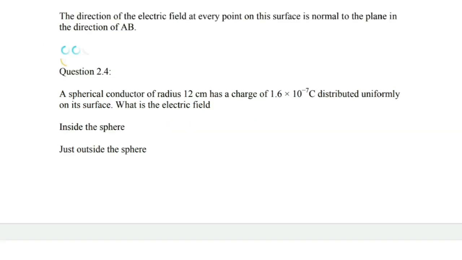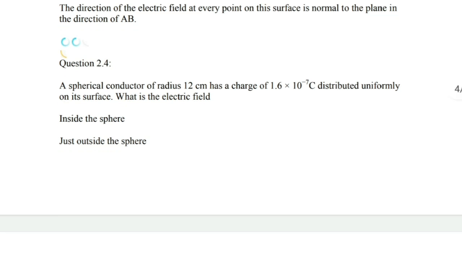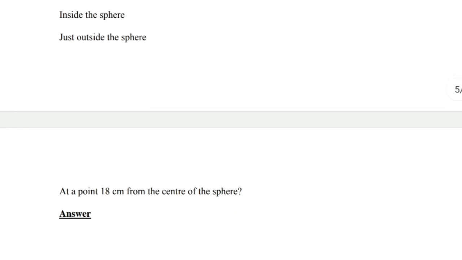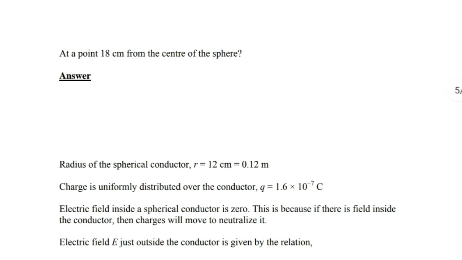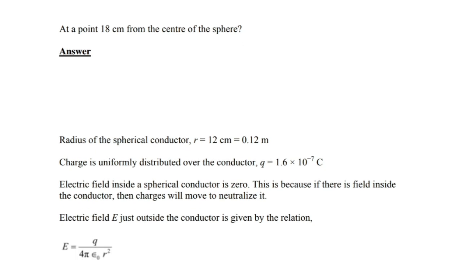Fourth question: a spherical conductor of radius 12 cm has a charge 1.6 × 10^-7 coulomb distributed uniformly on its surface. What is the electric field inside the sphere, just outside the sphere, and at a point 18 cm from the center of the sphere? Actually, this concept belonged to the previous chapter.